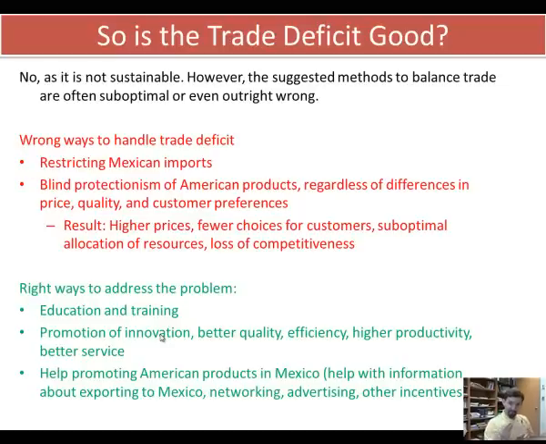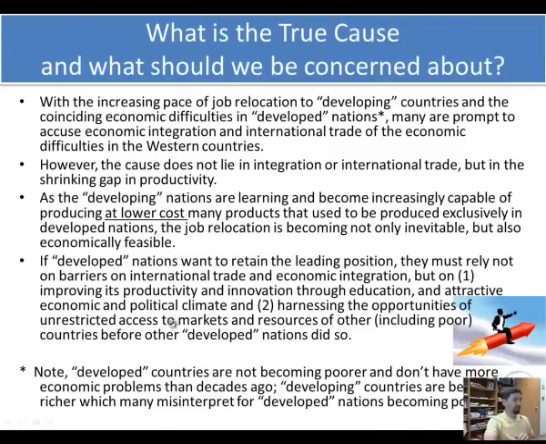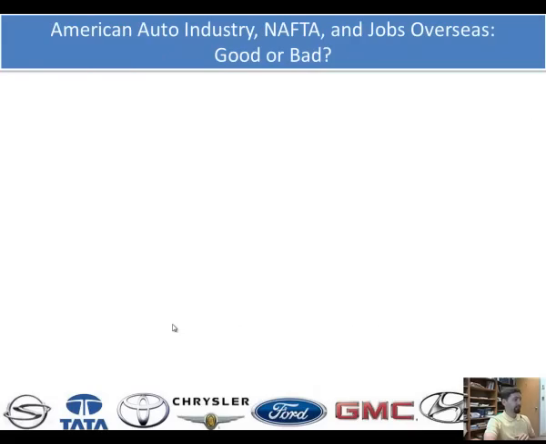So the right way to deal with that problem is not to build a fence, but to try to remain better than others through education, through training, through more innovation, better quality, efficiency, higher productivity, better service, all those things that America has been doing better than others for who knows how long now, and hopefully will continue doing better for who knows how long. So maybe also the American government should try to promote American products in China, in Mexico, whatever other countries we have a trade deficit with. But again, not building a fence. Let me give you a picture here.